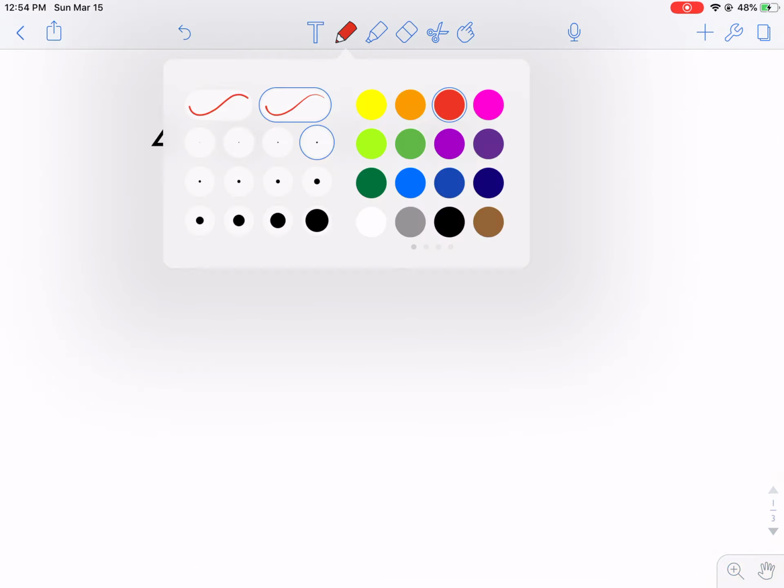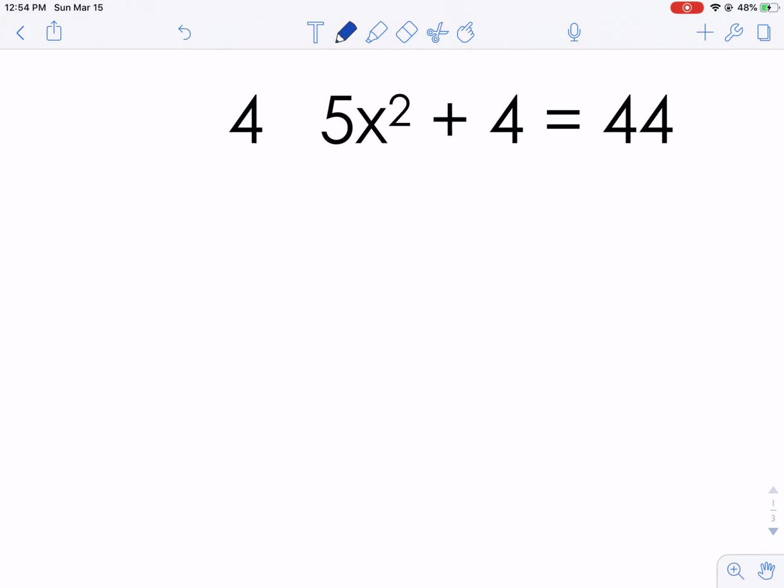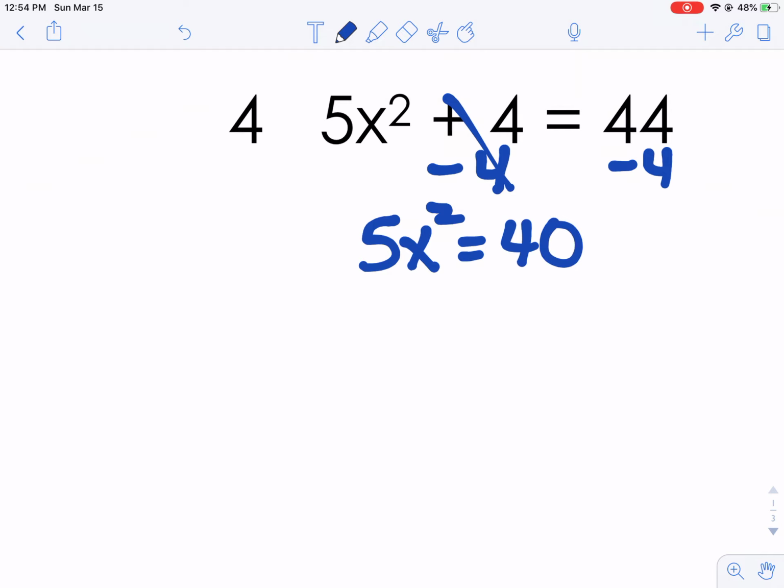All right, number 4. An x squared term is not isolated at all. It's got a couple different things that's bothering it, so we need to get rid of them. Remember, whoever's touching your x squared is probably the last thing you're going to deal with. So first thing we're going to do is move the 4 to the other side by subtracting. That gives us 5x squared is equal to 40. X squared is still not isolated, so we're going to divide both sides by 5. So we get x squared is equal to 8.